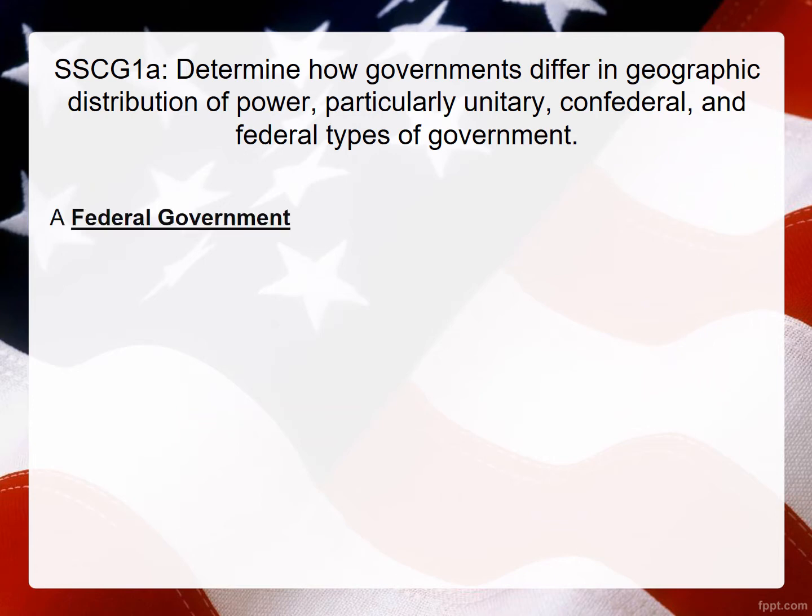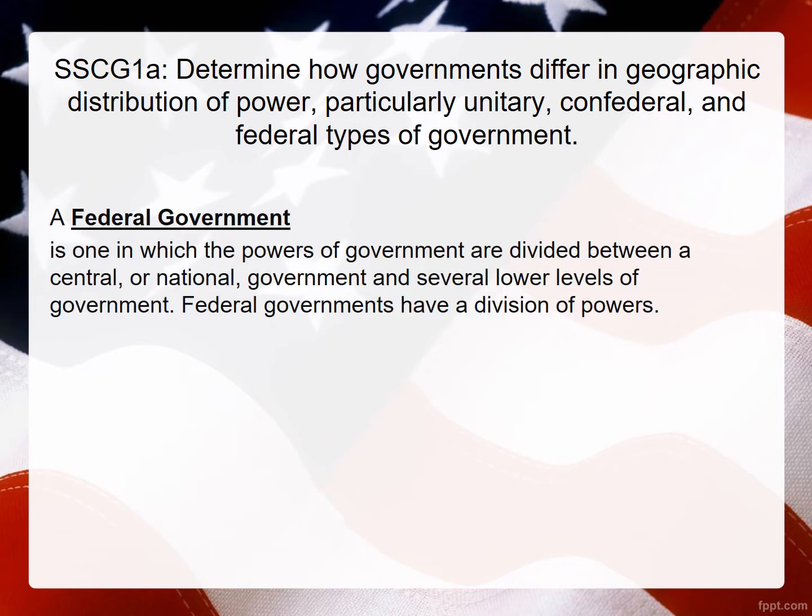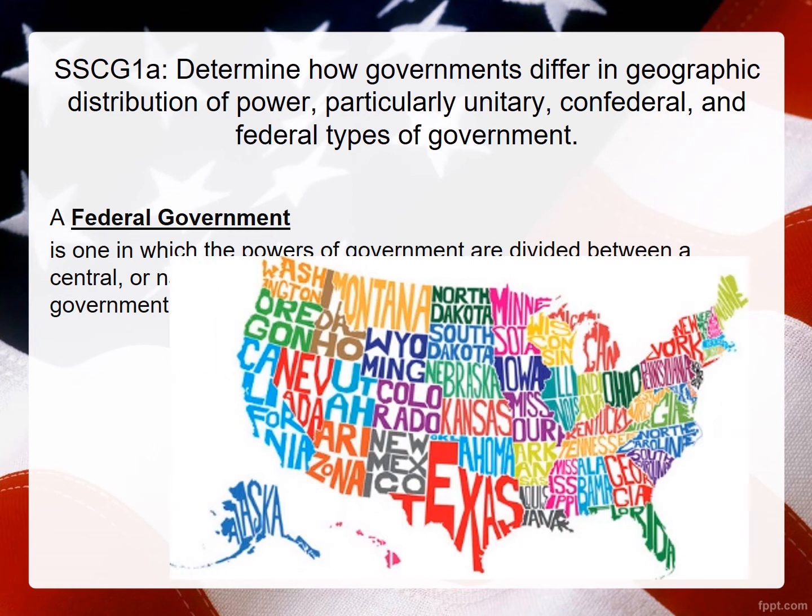Now, a federal government is the next type of government that we're going to talk about. This is one in which the powers of the government are divided between a central government or national government and several lower levels of government. This is the type of government we have here in the United States. If you remember back in U.S. history, the 10th Amendment talks about the power that is delegated to the states.